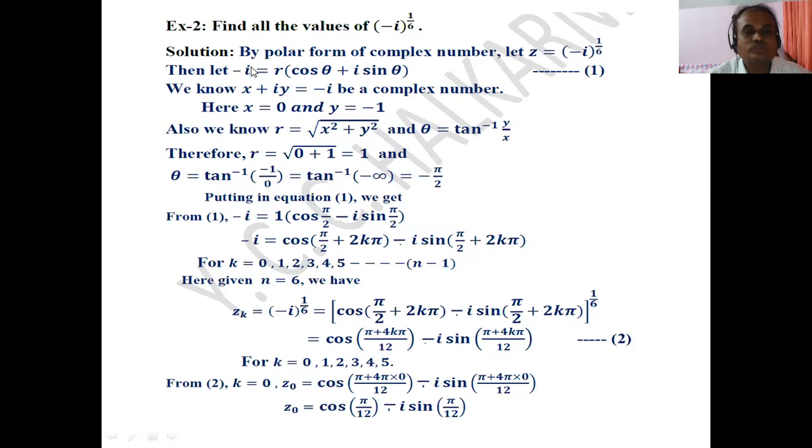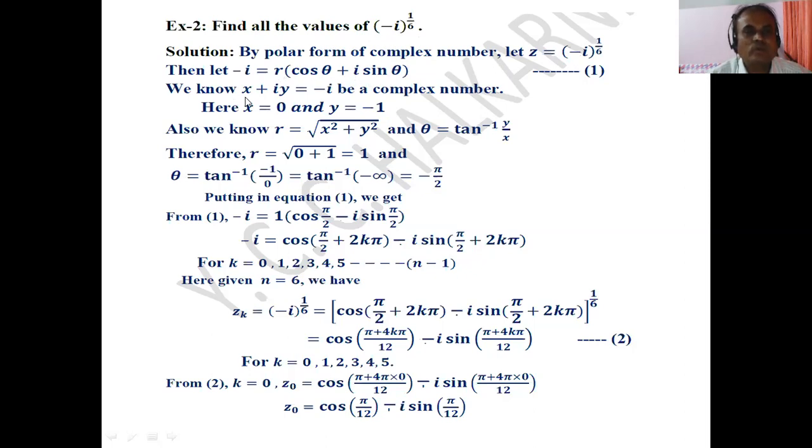Now, solution. Polar form of a complex number. Let z denote the complex number, z equals (minus i) raised to 1 by 6. Now, the complex number minus i, we denote that minus i is equal to r into bracket cos theta plus i sin theta, which is equation number 1. Now, we find the values of the polar coordinates r and theta.